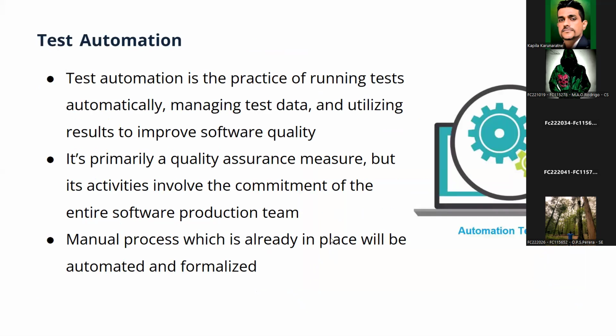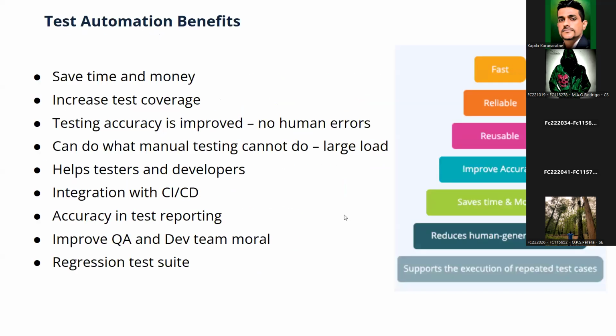Because of that, test automation has become one of the key fundamental requirements in software testing. Test automation allows us to run tests automatically, manage test data, and get the test results; everything can be automated. The entire manual process is automated, and we can have a more formalized testing approach. That's why people like to do test automation in each and every project, right?